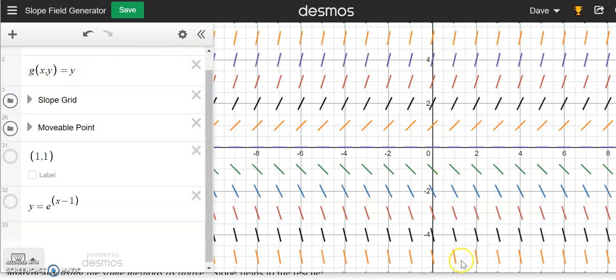We have the mirror image down here below the x-axis. And our point (1, 1) is right there. And then when we graph our particular solution, we notice that yes, it does go through the point (1, 1), and also it follows that slope field perfectly. So we feel pretty good about these solutions here. So that would be a good way of A, solving a differential equation graphically, and B, checking that differential equation analytically.